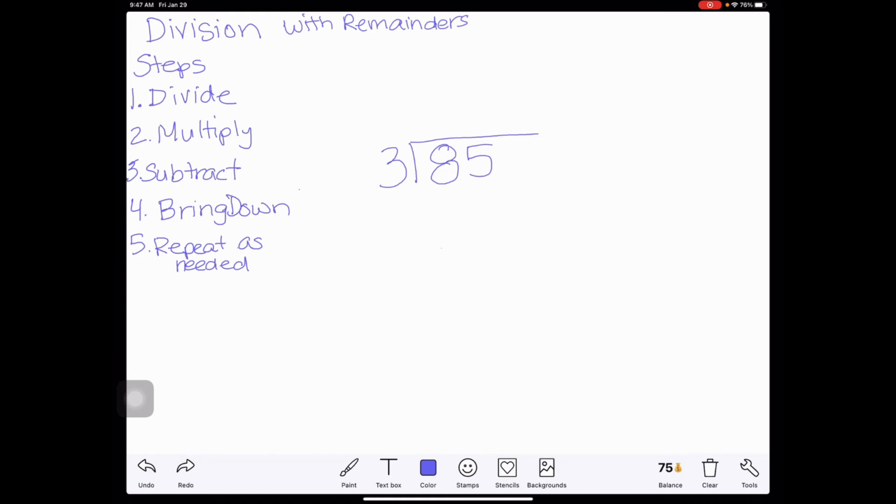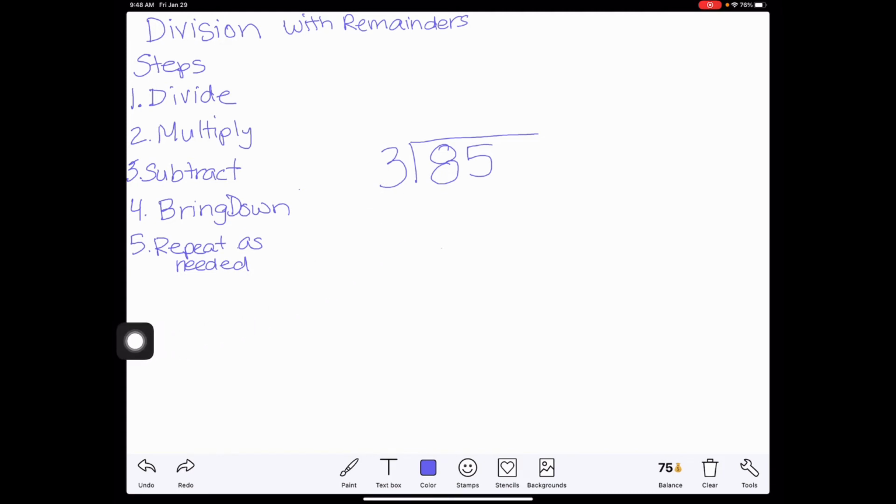This is Miss Lugo back to go over how to divide with remainders. So again, I just want to point out the fact that I have the steps for division for the standard algorithm on the left side. And this time we are going to be dividing 85 divided by 3.